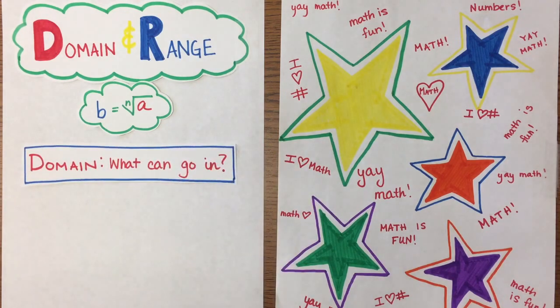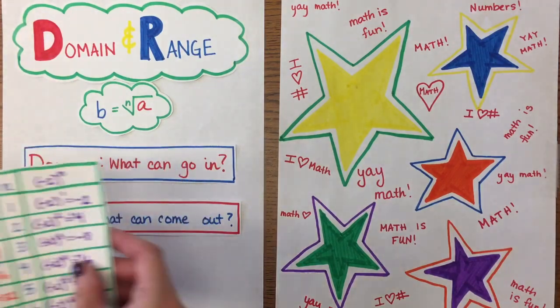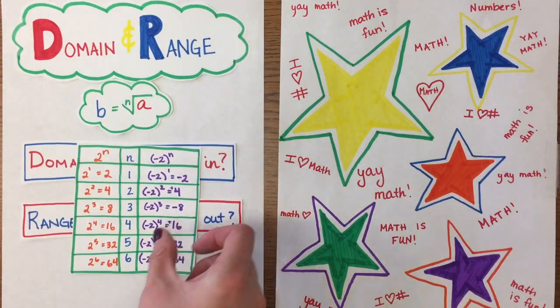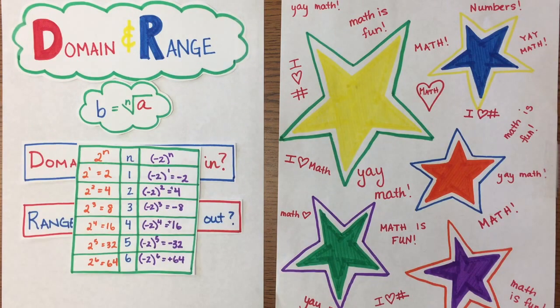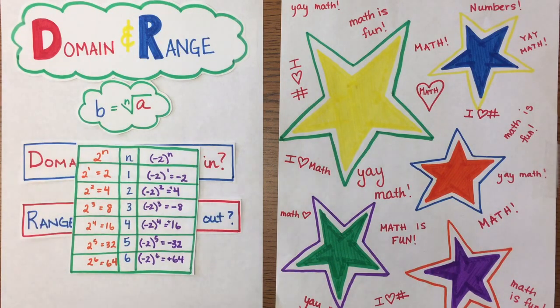Domain is going to be asking the question, what values can go in? And range is asking what values can come out of my function. When I look at a table of values here, this is flipping the question. This is saying b raised to some number. So 2 and -2 would be like my values of b or my output. I'm flipping this question around and asking what's going to happen.